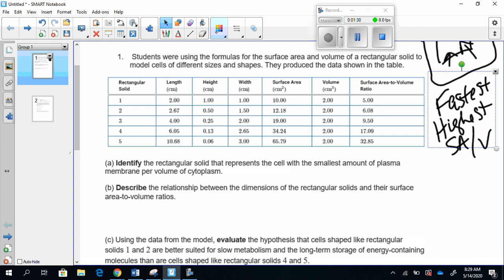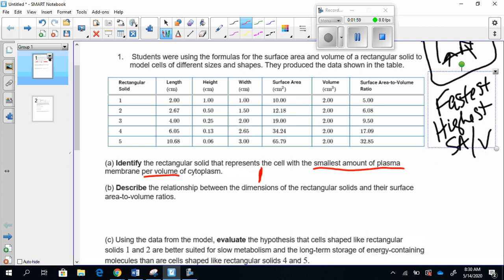So number 1, identify the rectangular solid that represents the cell with the smallest amount of plasma membrane per volume. So smallest amount of plasma membrane means we're going to have a really low surface area to volume ratio because it means there's not much plasma membrane. So that one's 5, 6, 9. Okay, so it's definitely solid number 1.